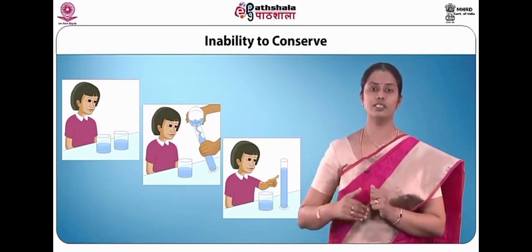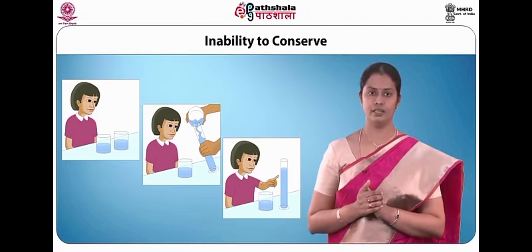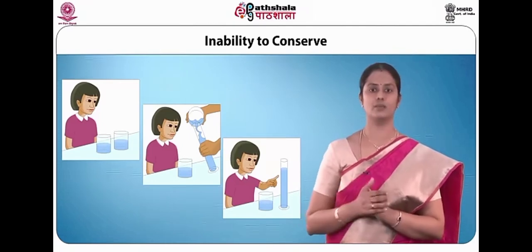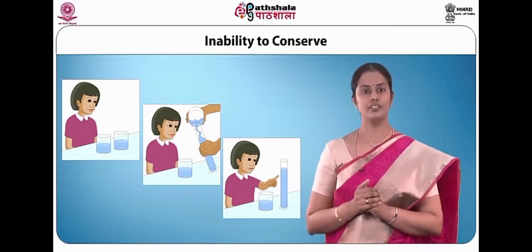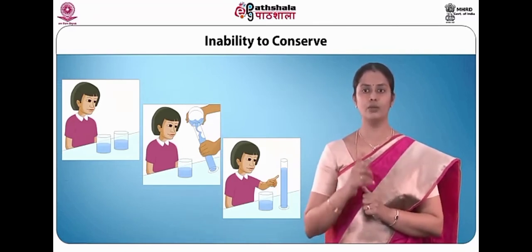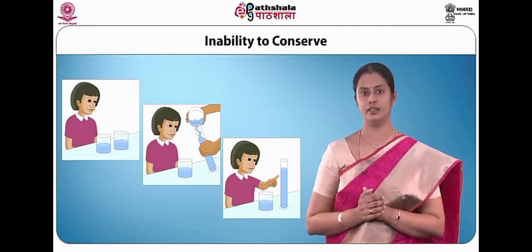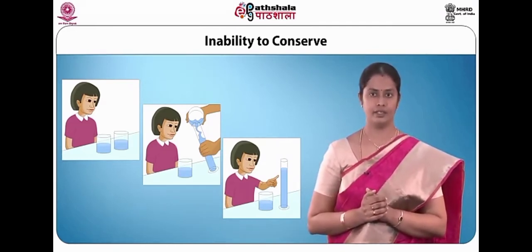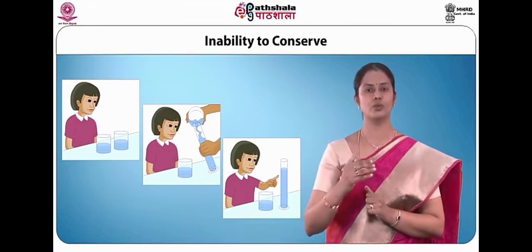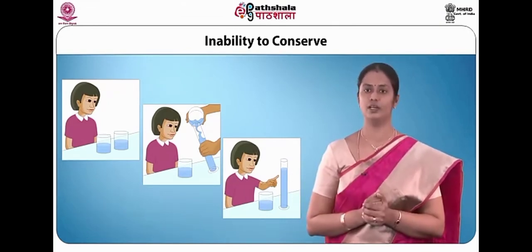The preschooler's inability to conserve characterizes another concept called centration among them. Centration is the idea of focusing on only one feature of a situation, neglecting others. Here, in this example, the focus point is only the height of the container and liquid. The second inability is irreversibility.